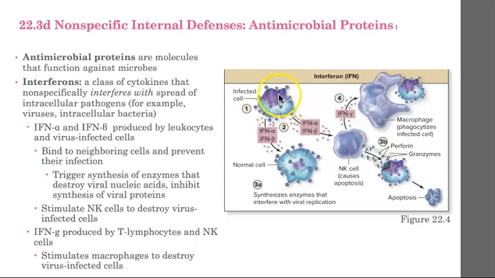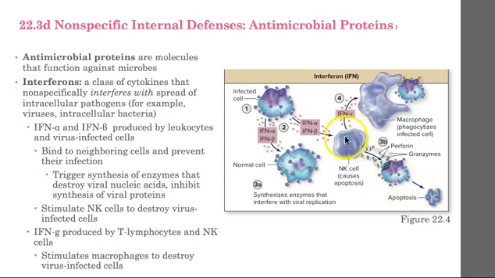So for instance, if this cell over here was infected with a virus, then it's going to start secreting cytokines of interferon alpha and interferon beta. And this is going to travel to our healthy neighboring cells and prevent their infection. It does this by triggering a synthesis of enzymes that are going to destroy viral nucleic acids and inhibit synthesis of viral proteins so that we stop building those viruses. And it also stimulates our NK cells to destroy the cells that are already infected with viruses. You could see them going through apoptosis in that mechanism we talked about earlier.